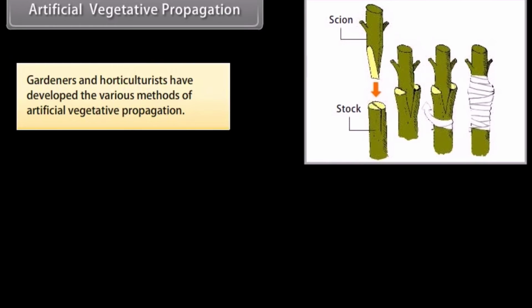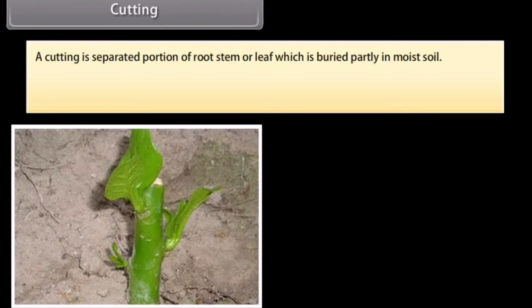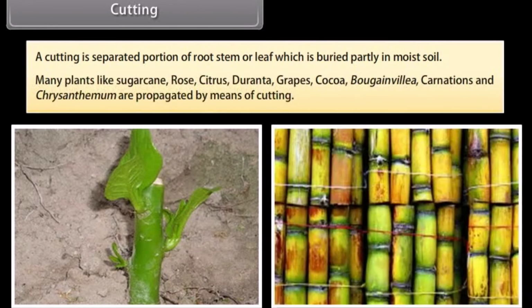Artificial vegetative propagation. Gardeners and horticulturists have developed various methods of artificial vegetative propagation. Some common methods are by cutting, layering, grafting, budding, tissue culture. Cutting. A cutting is a separated portion of root, stem or leaf which is buried partly in moist soil. Many plants like sugarcane, rose, citrus, duranta, grapes, cocoa, bougainvillea, carnations and chrysanthemum are propagated by means of cutting.